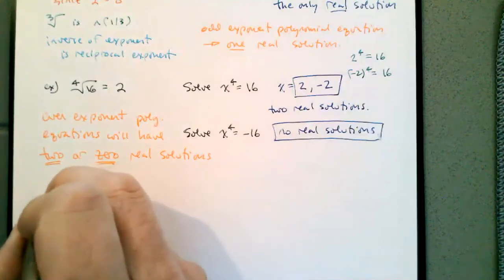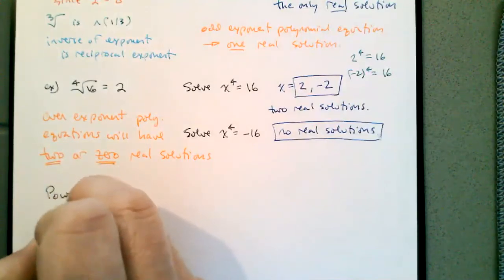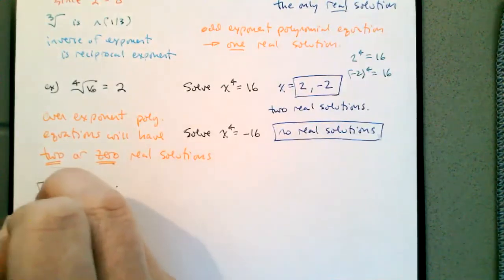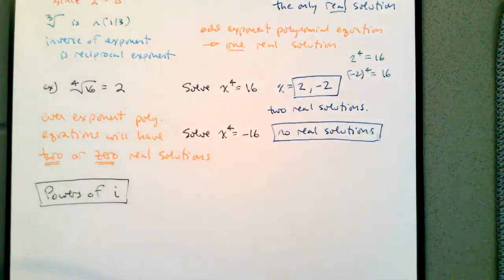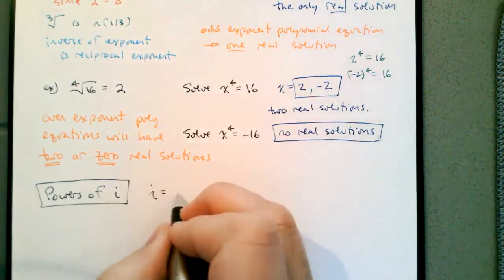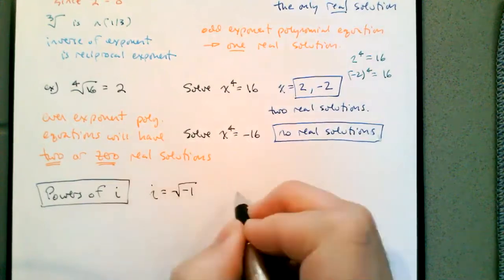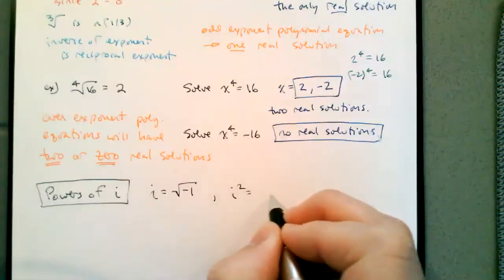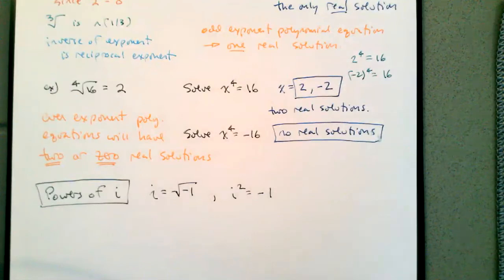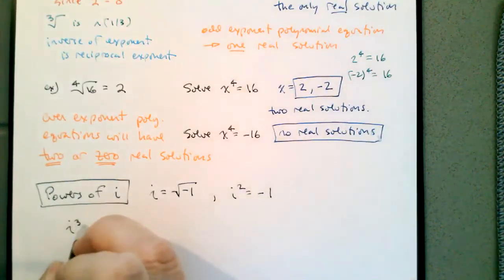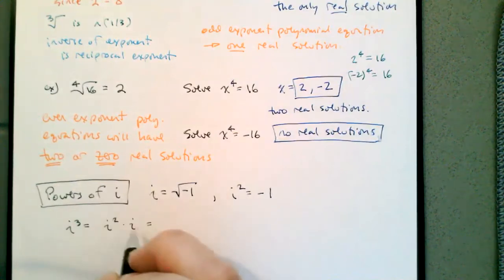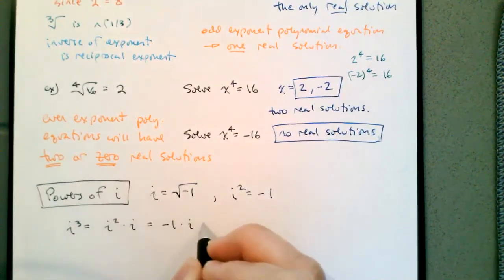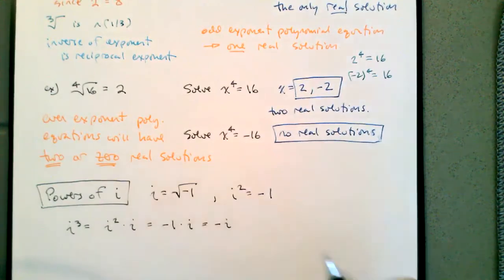So let's look at powers of i. When we raise i to a power, there's only 4 things that we can get. We know that i is the square root of -1, and we know that i squared is equal to -1. So if we want to calculate i cubed, that just means i squared times i. i squared is -1, so i cubed is -i.